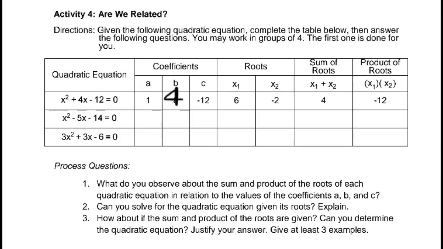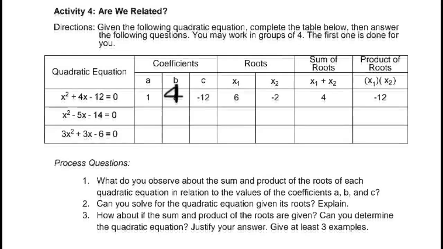So in here, you're going to answer the process questions, and you're going to supply the missing data on quadratic equations number 2 and 3. So you're going to find the coefficients, roots, sum of roots, and product of roots.